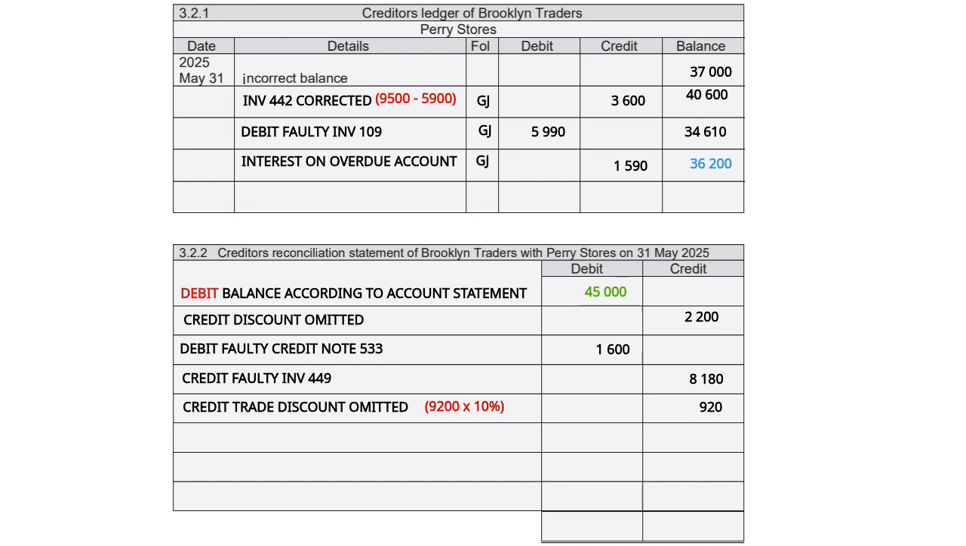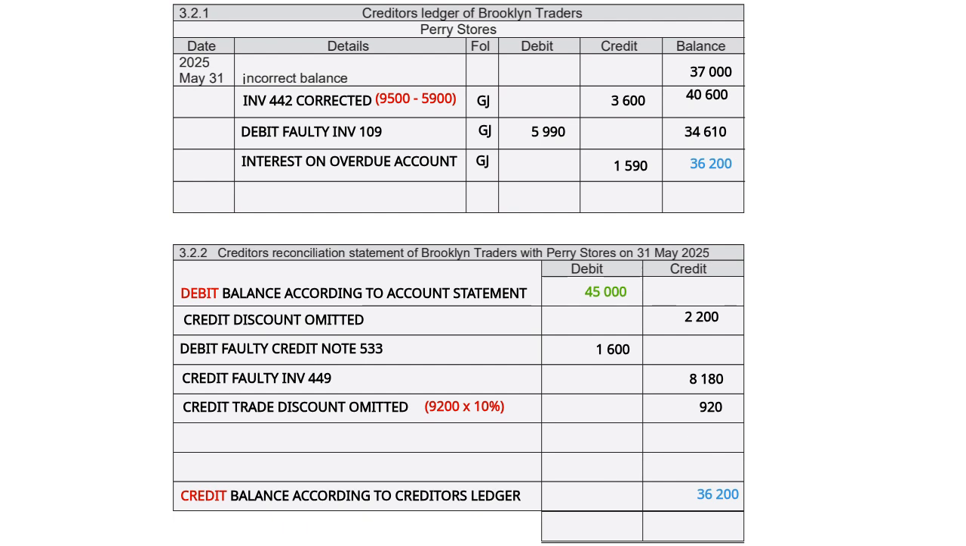This is the balance that will go to my creditors reconciliation statement. It will be a credit balance according to my creditors ledger. So I'm quickly going to enter that. Since I've calculated it, you're going to say in your creditors reconciliation statement, right at the bottom, credit balance according to creditors ledger, 36,200 Rand. It is this end balance of my creditors ledger that I've just calculated that I'm now transferring to my creditors reconciliation statement on 31 May.